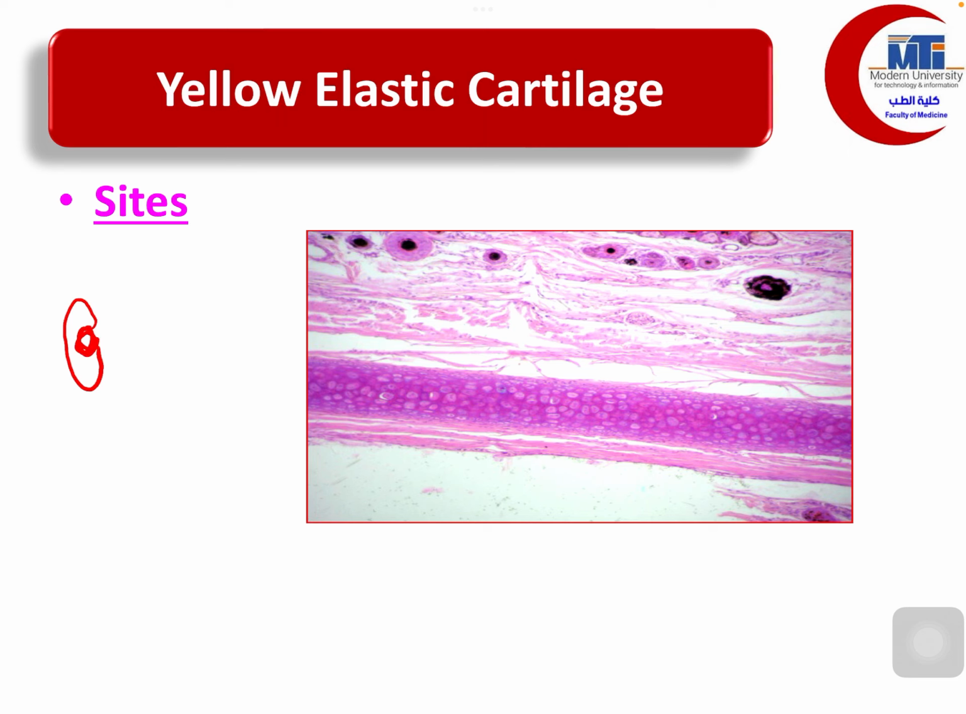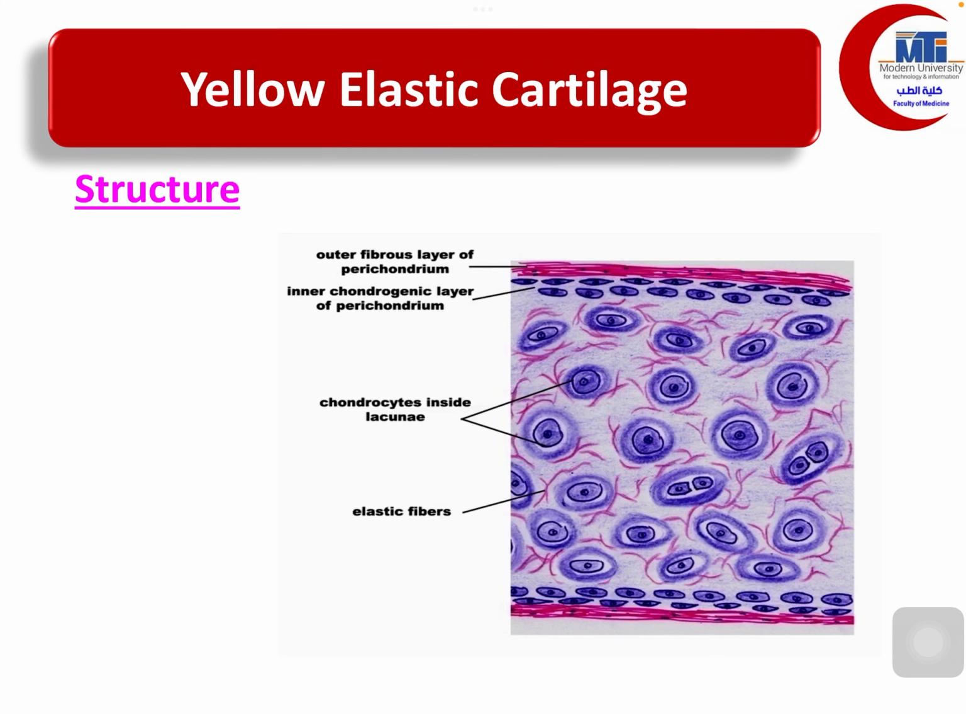So its sites are the ear pinna and the external auditory meatus, which is the opening for the external ear. And by going deep, we will find it also in the Eustachian tube, which connects the middle ear with the oropharynx. And also, if you remember from the hyaline cartilage, we mentioned one of its sites was the larynx and its cartilages, except for the tip of the arytenoid cartilage, because the tip of the arytenoid cartilage is formed of the yellow elastic cartilage, not hyaline cartilage.